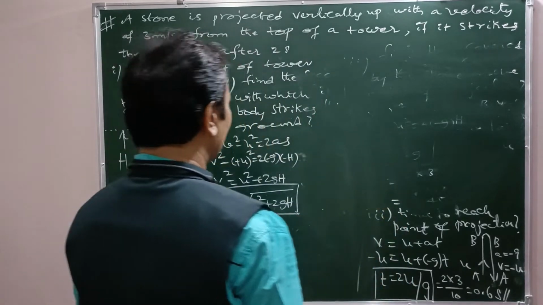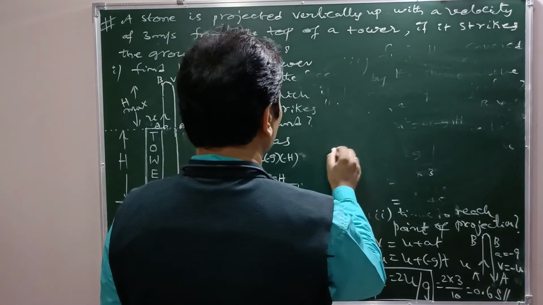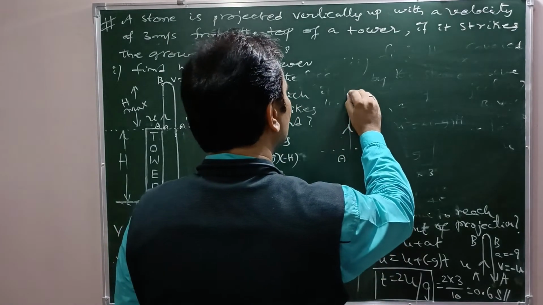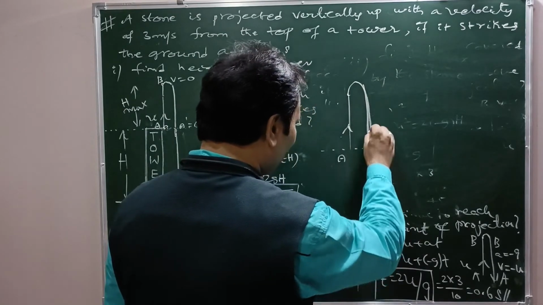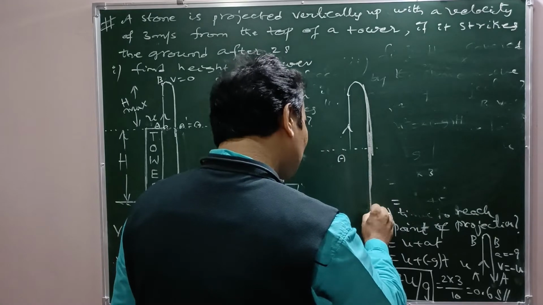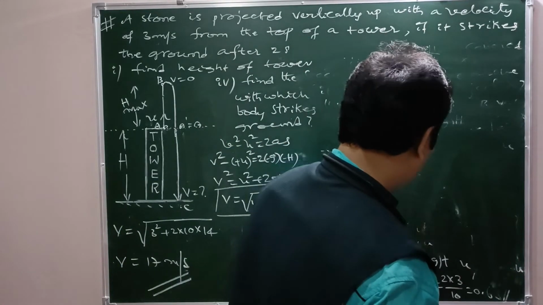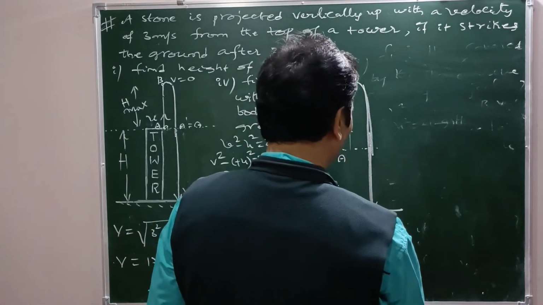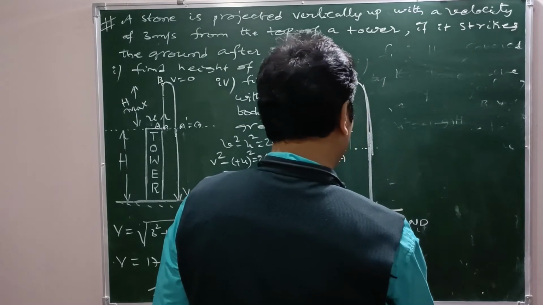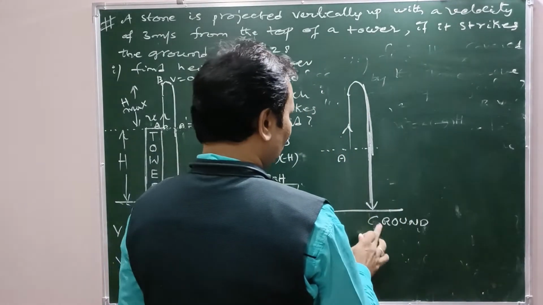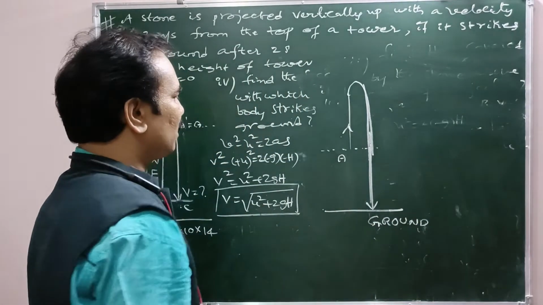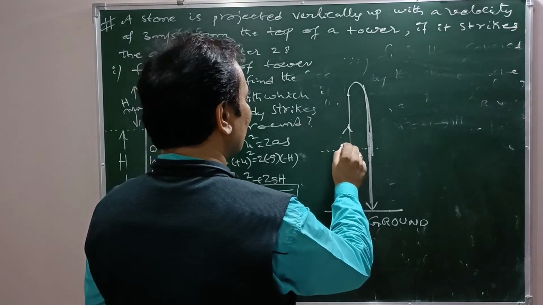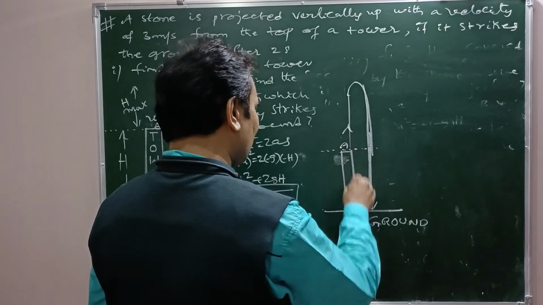See, once again, here is the reference line. This is the point from which the body is projected. It goes up and crosses the point of projection or level of projection and continues to strike the ground. This is the ground, and this is the height of the tower, h. This is the tower, right?